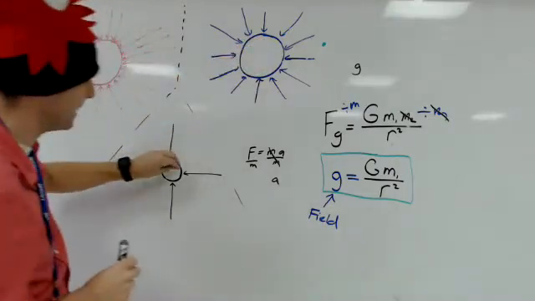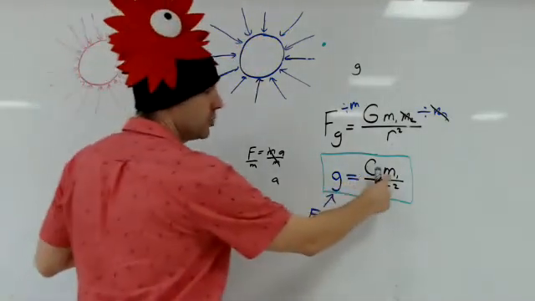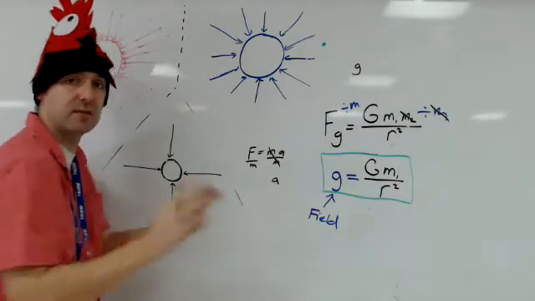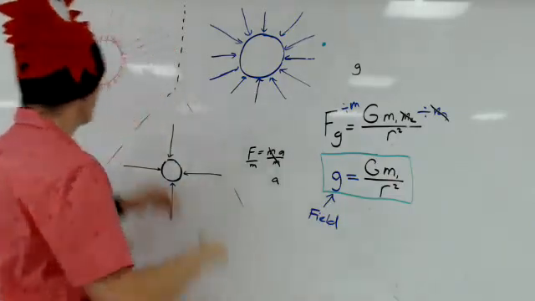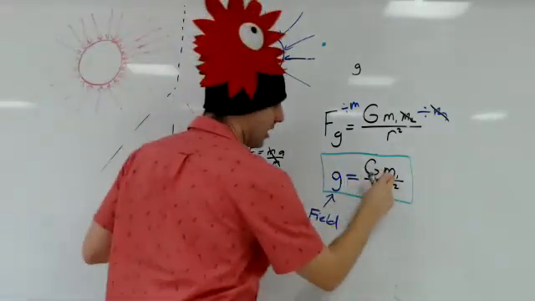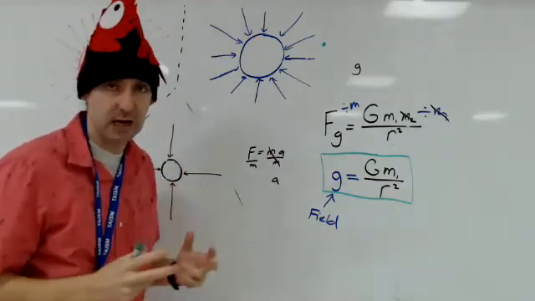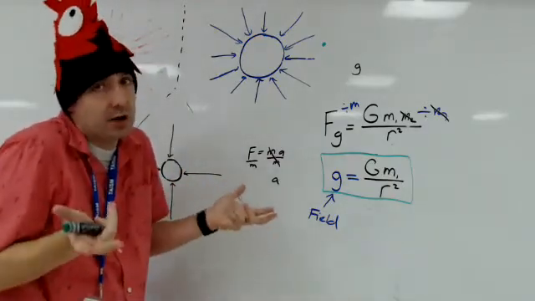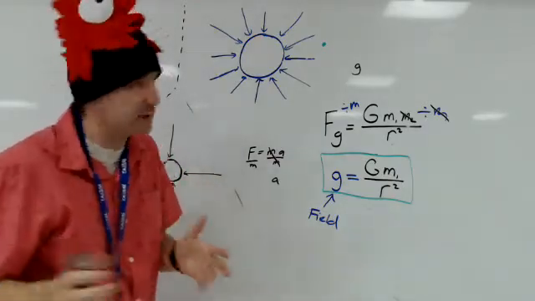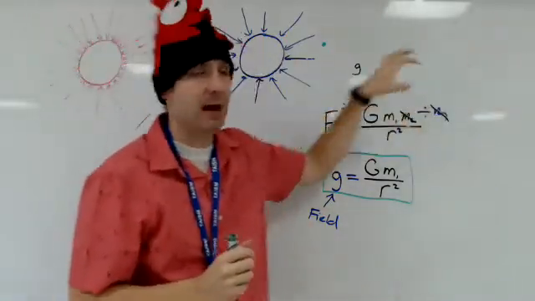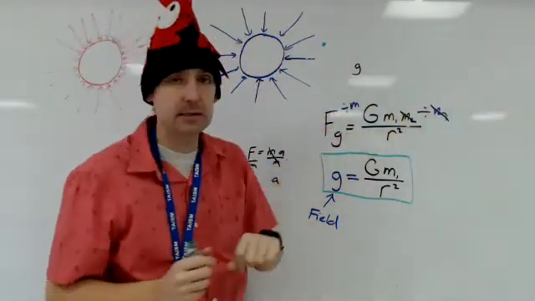I can do that with any of these. You can have the mass of the moon be there, and you can find out the strength of the gravitational field there. I can put the mass of the sun there, and I can find out the strength of the gravitational field of the sun. Now, of course, if I do want to know the force on another object, then I can bring the other mass back in, and I can calculate that.